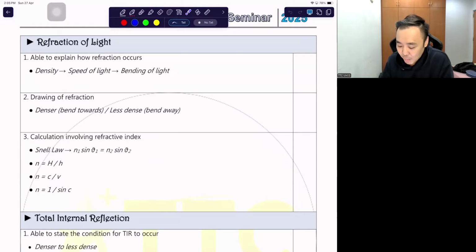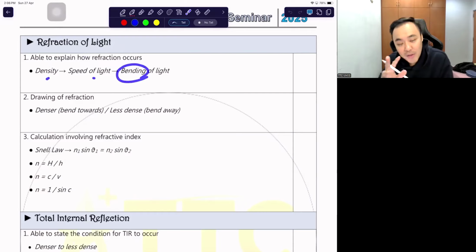So you can see here, I give you some columns. What you do is very simple. You can follow this as a study guide. You go through it, and if you say, okay, I know what happens here, I know how this refraction occurs: density is different, speed of light changes, and then that causes bending of light.